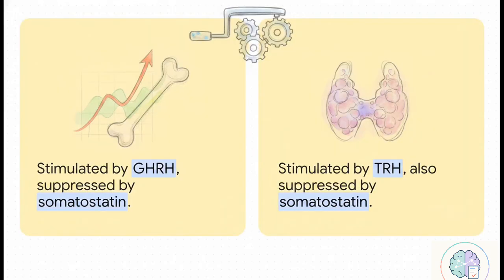You start to notice a really interesting dual control pattern shared across the anterior pituitary. Growth hormone is stimulated by GHRH, while the thyrotrophic glycoprotein TSH is stimulated by TRH. But what do they share? Somatostatin acts as a universal off switch. It suppresses the release of both your growth and your thyroid-stimulating mechanisms.